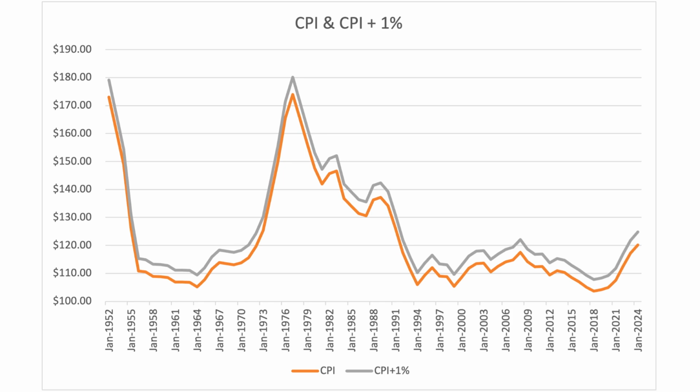So firstly, looking at chart 1, CPI is shown in orange since 1952, which is 4 years after we started collecting CPI data, along with CPI plus 1%, which is shown in grey. It's only logical that CPI plus 1% generates slightly higher rents than CPI.